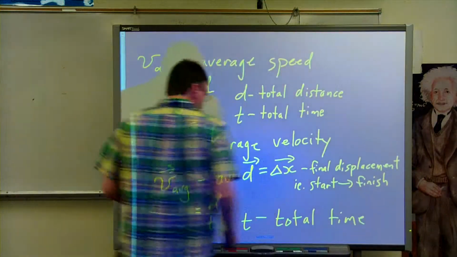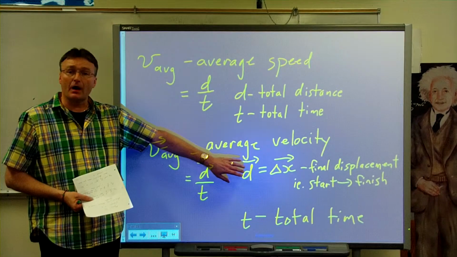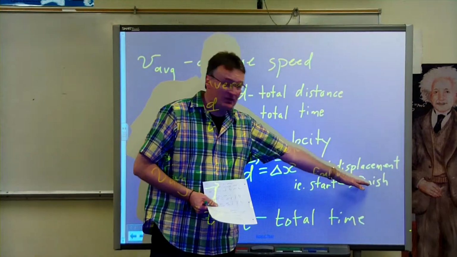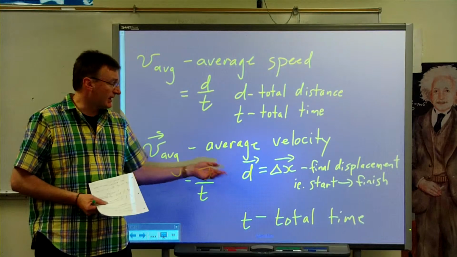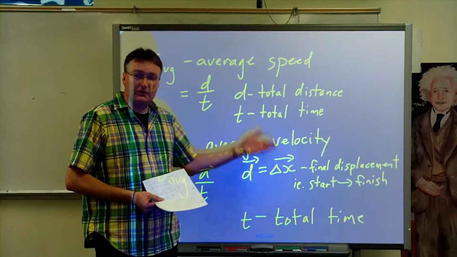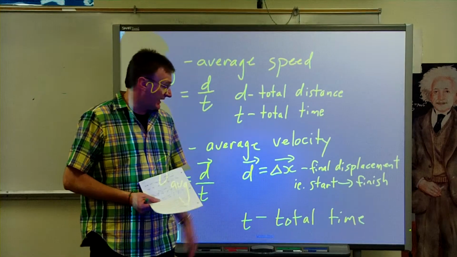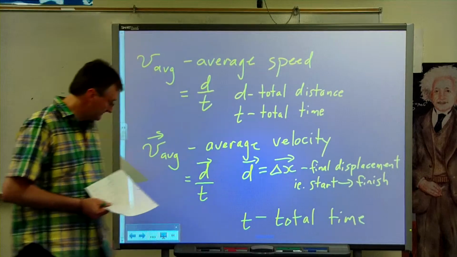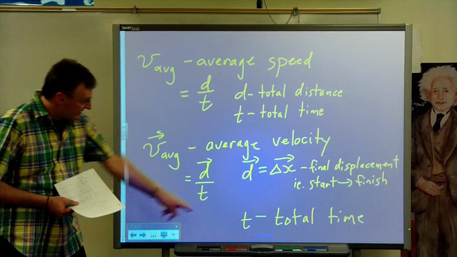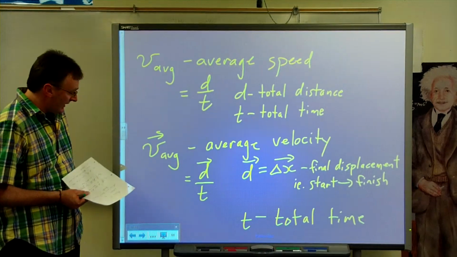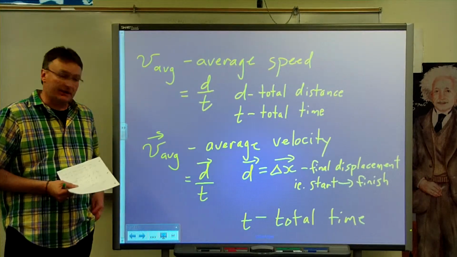Okay, so once again, the displacement of an object is just simply the vector from the starting point to the finishing point, and it doesn't concern itself with what happened in between. That's not what we're concerned about when we talk about a displacement vector. It's just simply from the starting point to the finishing point. T, again, is just going to be the total time in this formula right here.